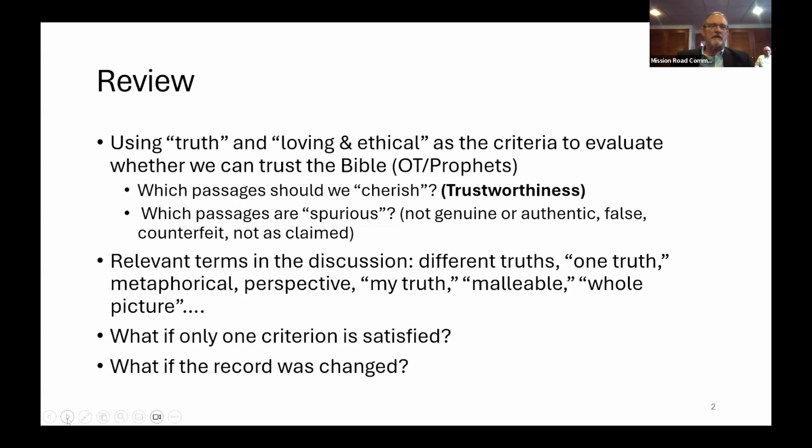Then he said some passages that aren't trustworthy are on the opposite side, what he called spurious. I don't know how many of you have heard or used that word before. Again, it's a scientific word. I saw this a lot when I was taking my statistics courses. Spurious means not genuine or authentic, something that's false, counterfeit, not as claimed. In statistics, spurious means I have bad data or I have badly interpreted my data. I've read what's in front of me, I've come to some conclusions, and the conclusions aren't accurate. They are spurious.